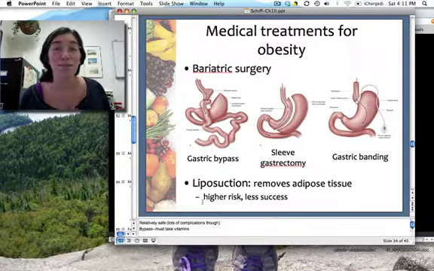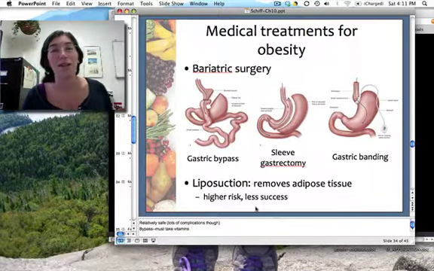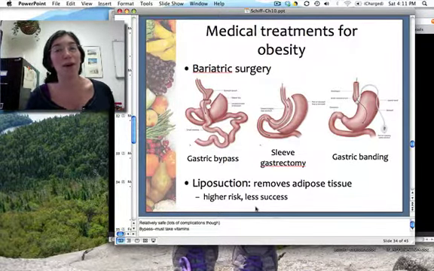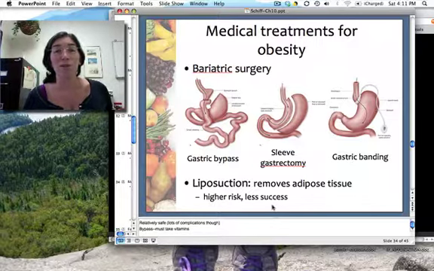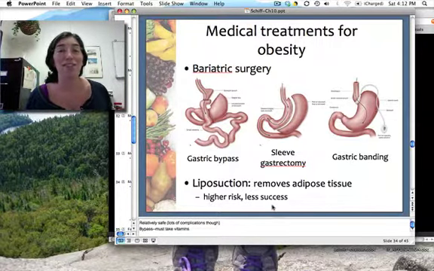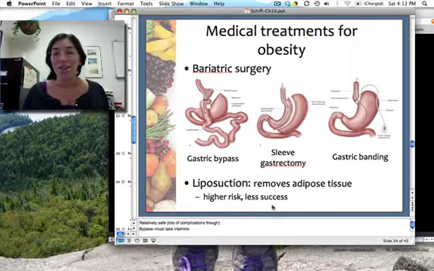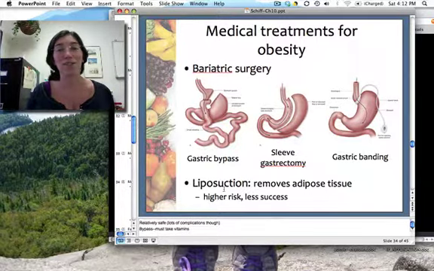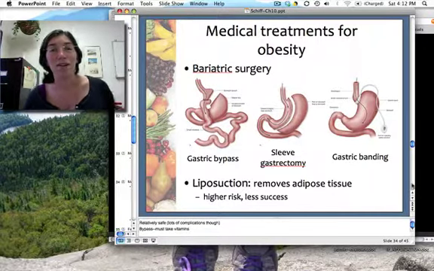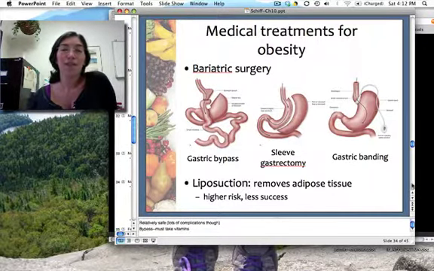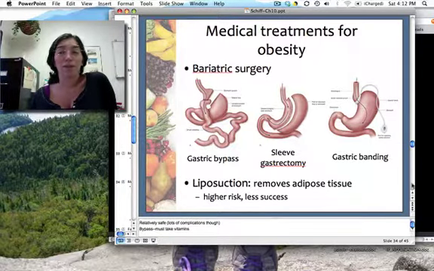Liposuction is a higher risk surgery, and it's less successful. It really is quite temporary. Usually people who have liposuction gain the weight back, because even though they're removing fat cells, the remaining fat cells can still get larger, and fat cells can still multiply. So if you get liposuction and you don't change your diet and your physical activity, you will regain the fat. It's a much more temporary fix and is not recommended as a treatment for obesity.